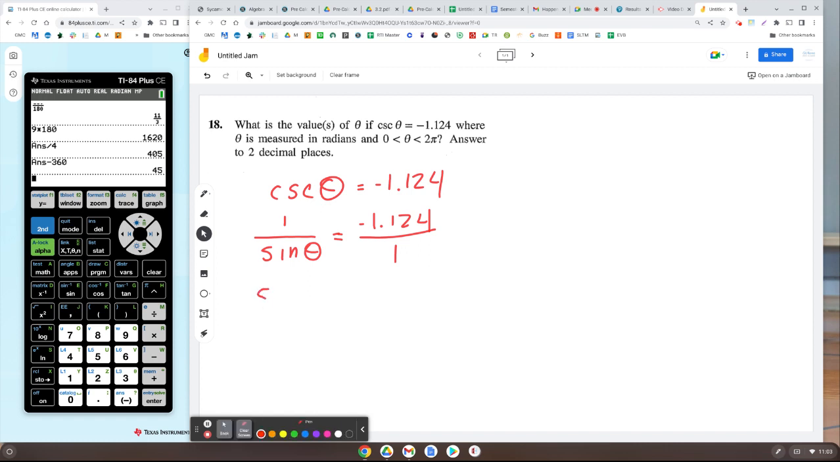And now that I'm convinced that is a legal step, my next thing is to flip these. So sine of theta over 1, I don't need that, is 1 on top over negative 1.124.